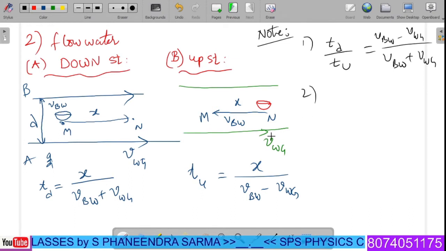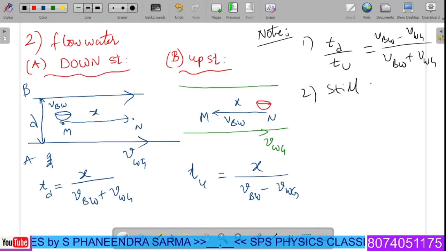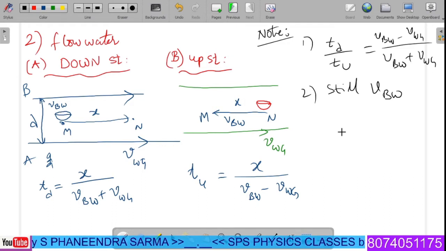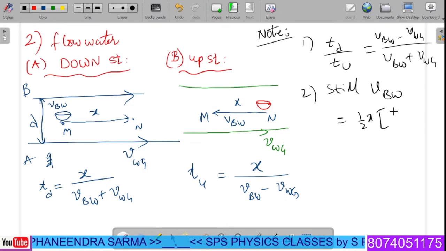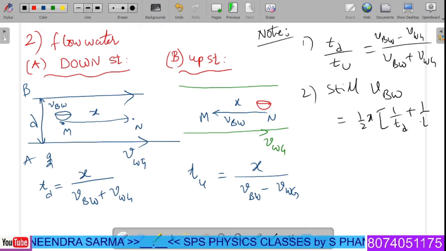The second important thing is that in examinations, sometimes they will ask you what is the still water velocity. What is the meaning of still water velocity? Still water velocity means velocity of boat relative to water. It's called still water velocity. This value is equal to 1 by 2 times of 1 by time of downstream plus 1 by time of upstream.